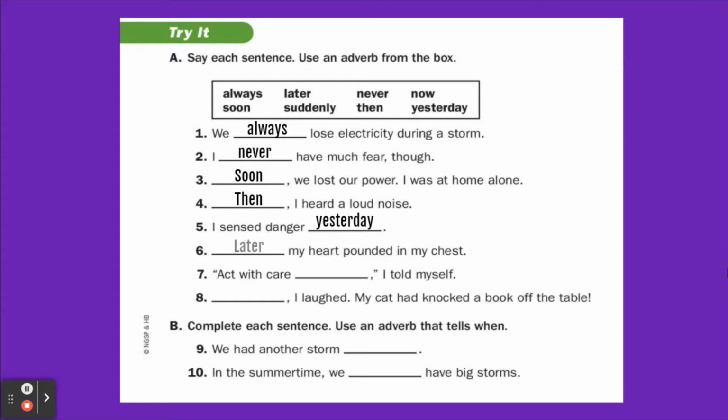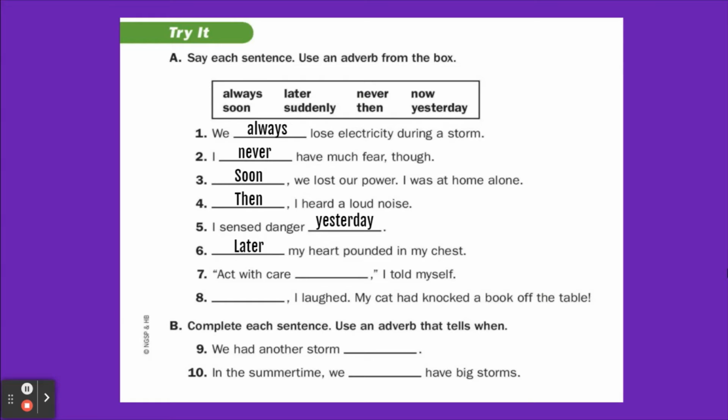Okay, very good. Later. Okay, so how about we read it together? Later, my heart pounded in my chest. One more time. Later, my heart pounded in my chest. So look that all of them are related with time, aren't they?